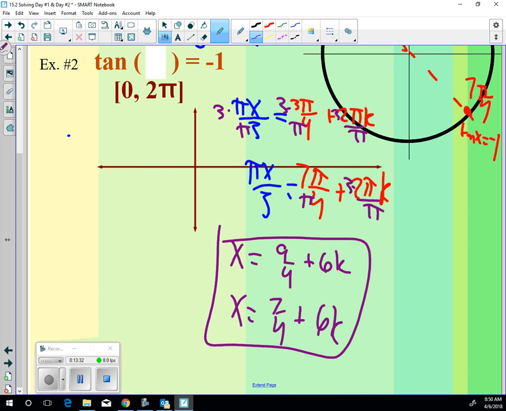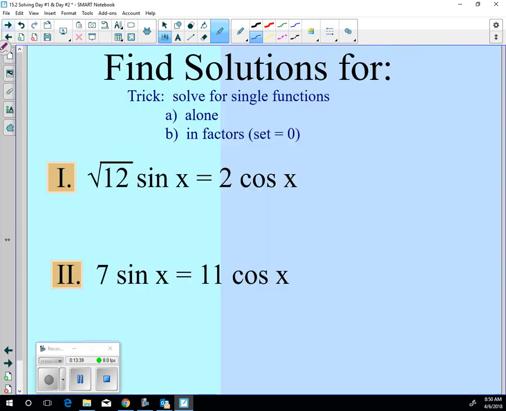And there you have it. How to solve with multiple periods or single periods using the unit circle. Now there's an infinite number of other ones to do. For example, we can start getting into formulas and rewriting things. But whenever you want to solve for any equation, you've got to get it down to a function alone. For example, what if I divided both of these by cosine x? Now I'm going to get the square root of 12 tangent is equal to 2.